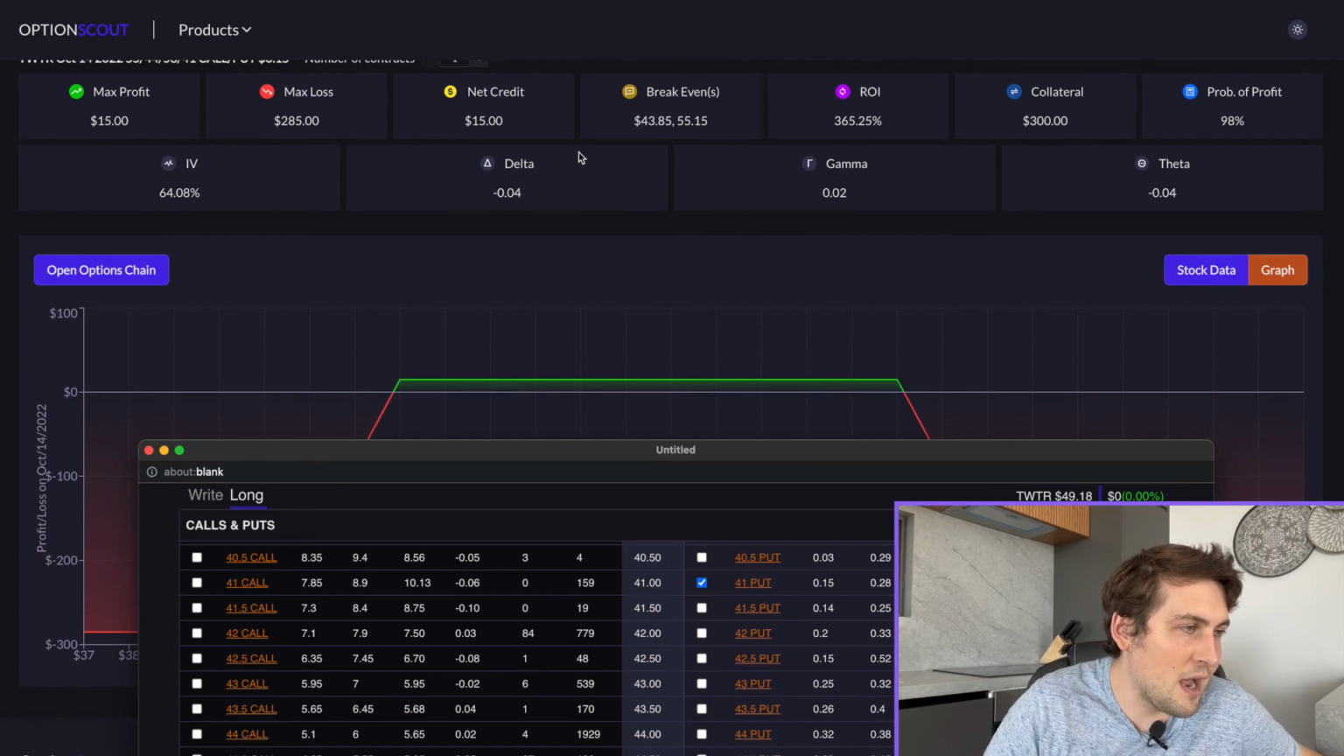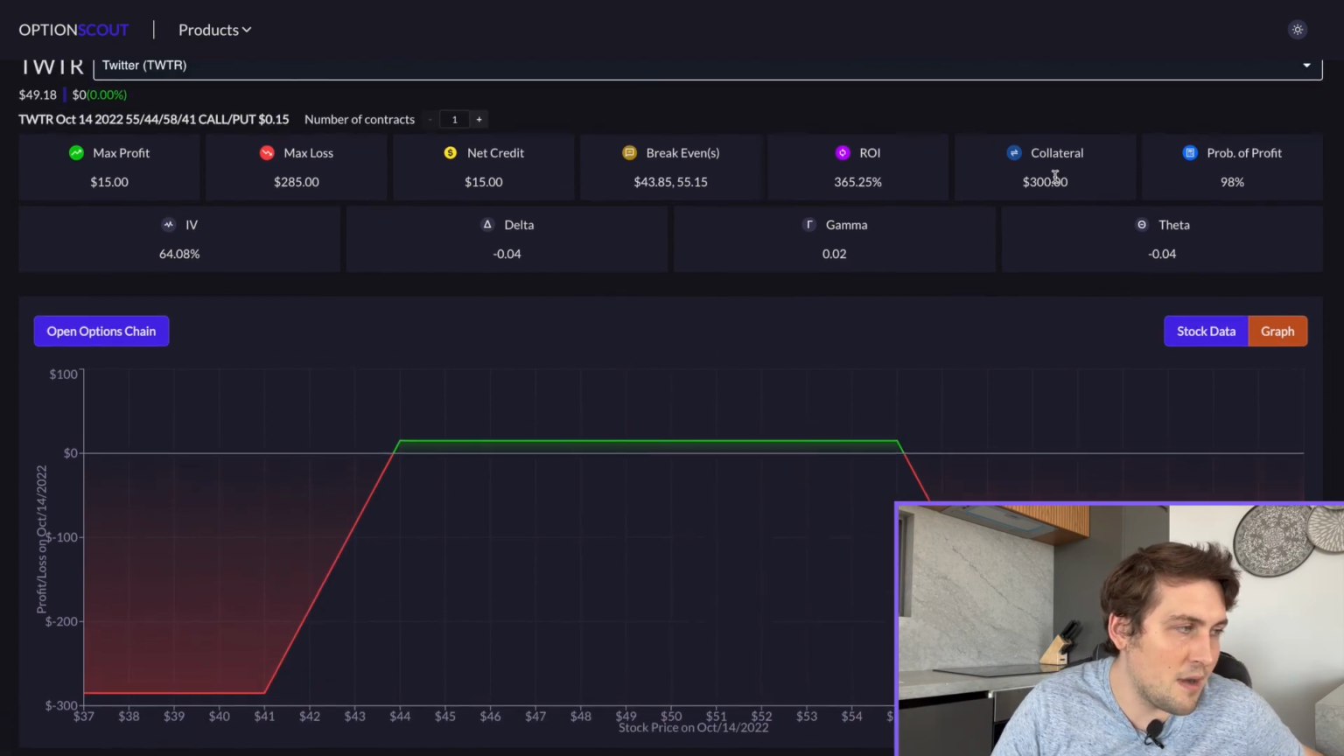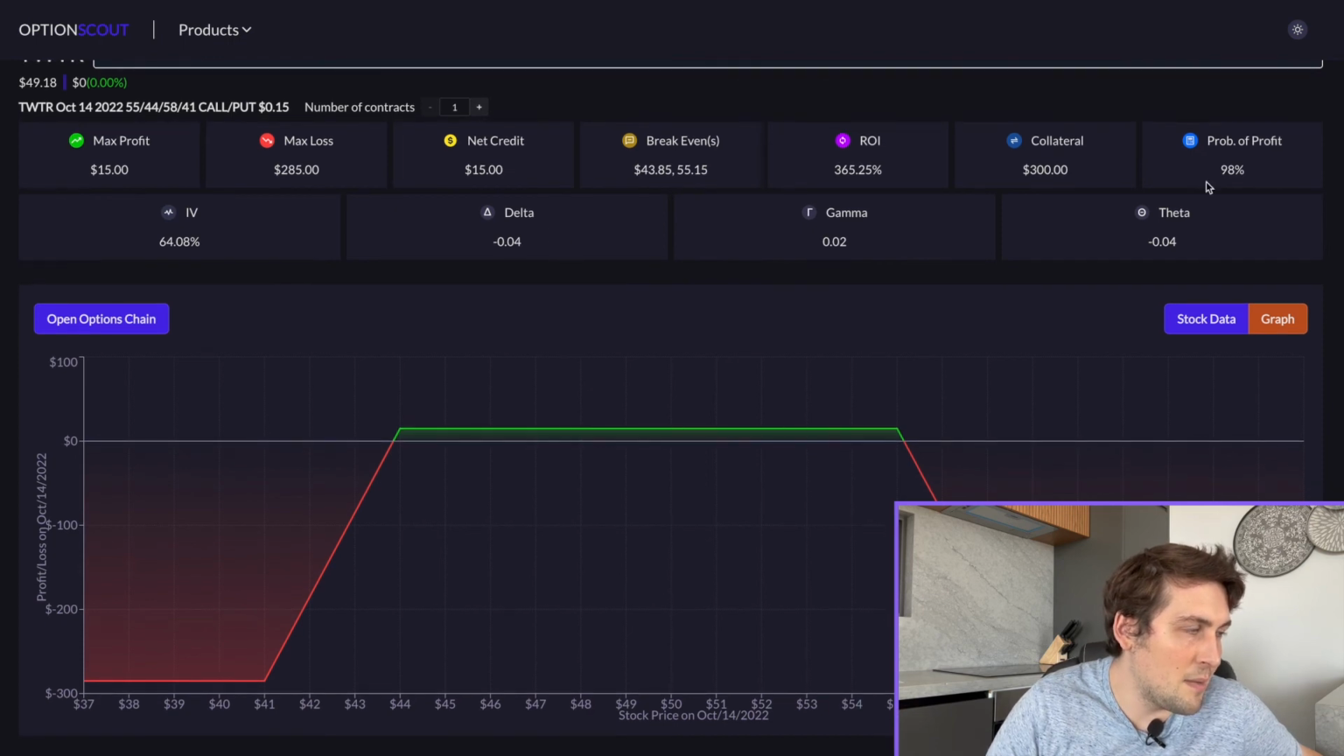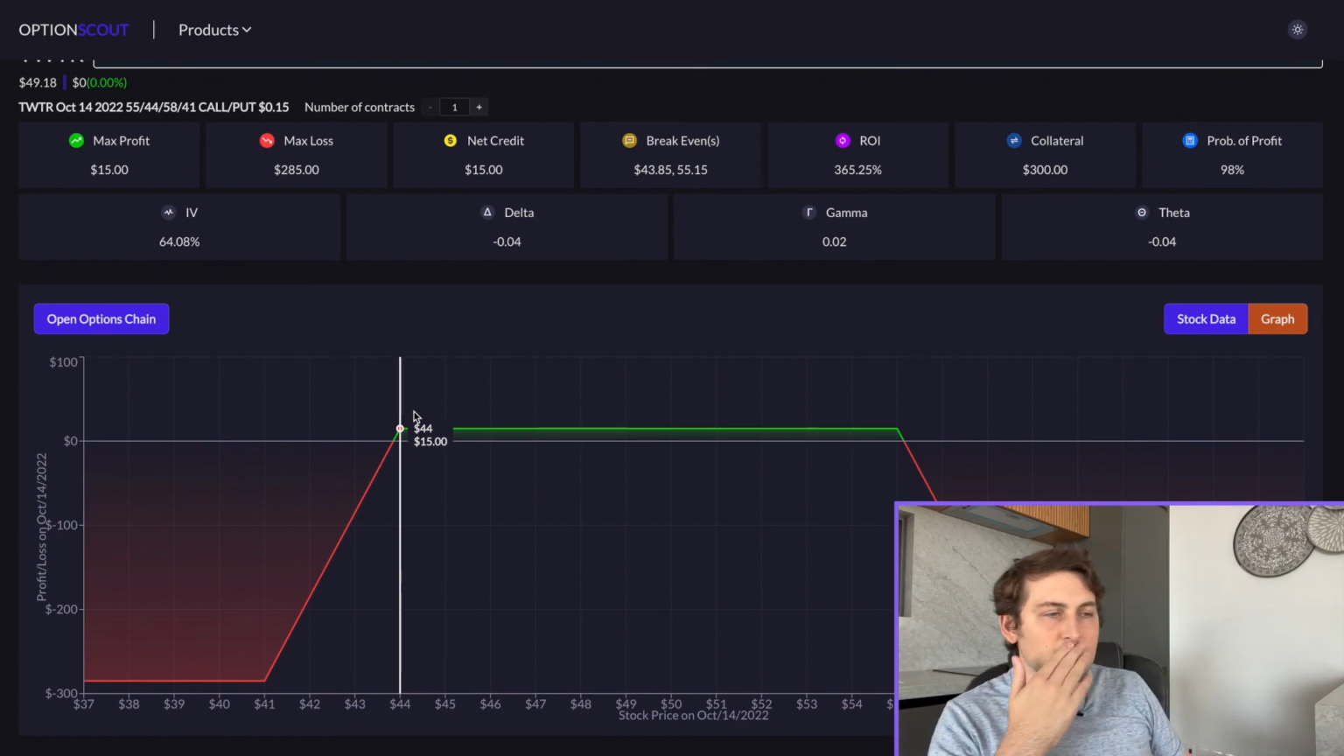And this might not be bad, right? If you're okay making $15 off putting up 300, 285, whatever you want of collateral, you have a really, really high chance of success, because this is a wide range for Twitter. Especially given the acquisition, that's almost free money at that point. But anyhow, that's an iron condor. That's a setup. I hope this made sense. So again, to remember, with an iron condor, you're doing one of everything. You're selling a call, you're buying a call, you're selling a put, and you're buying a put as well.